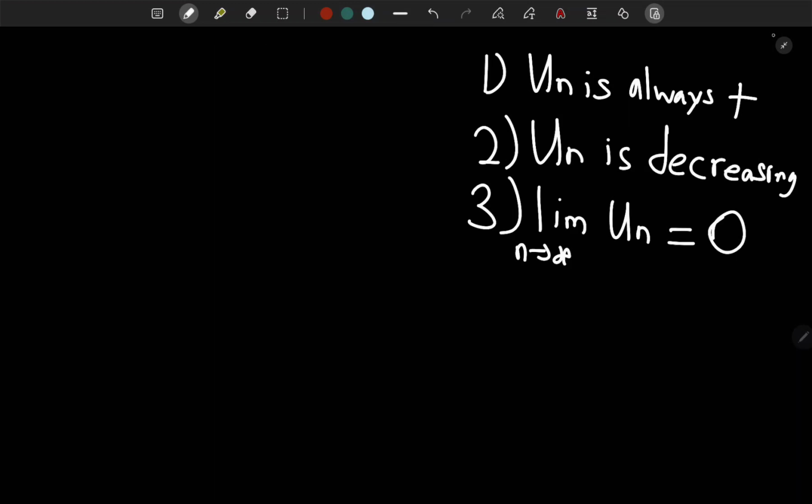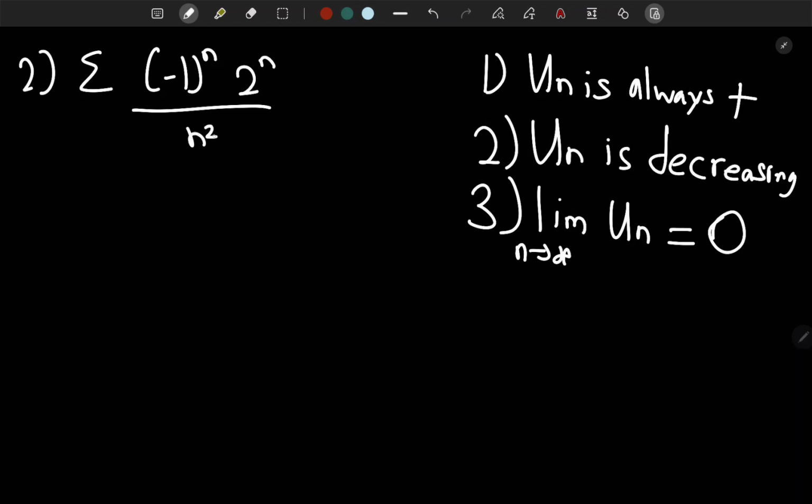So let's do our second example now. We have the series of -1 to the power of n times 2 to the power of n over n squared, and we have n is equal to 1 all the way to infinity. So the first step here is to identify your u of n. So our u of n here is actually 2 to the power of n over n squared. And now let's do our three tests.